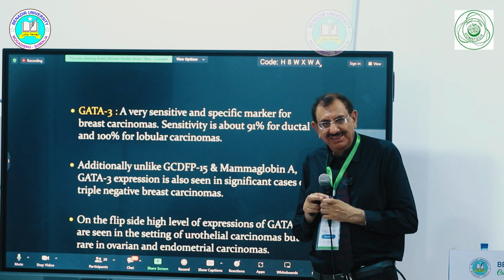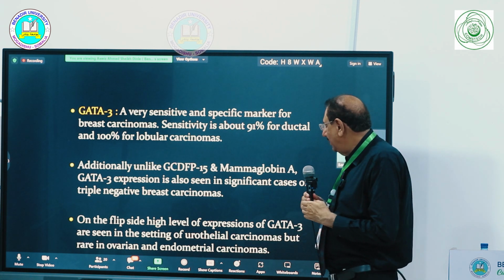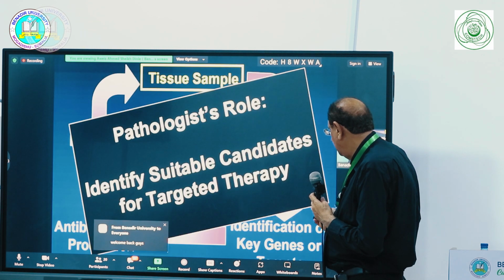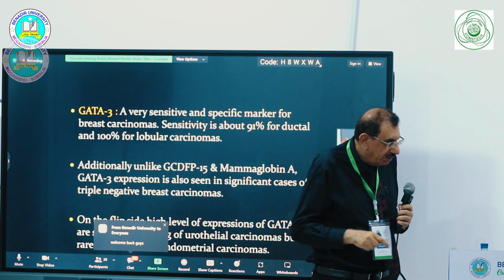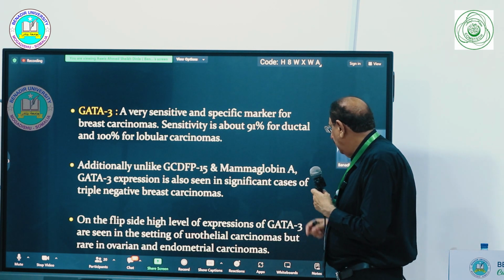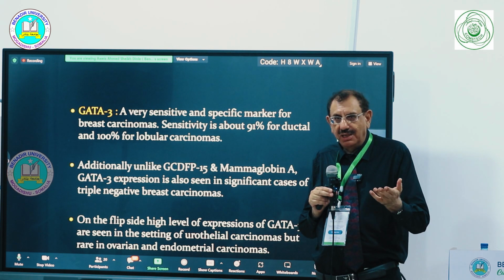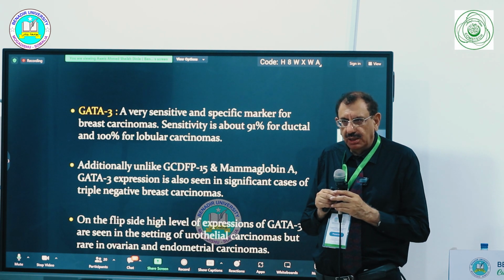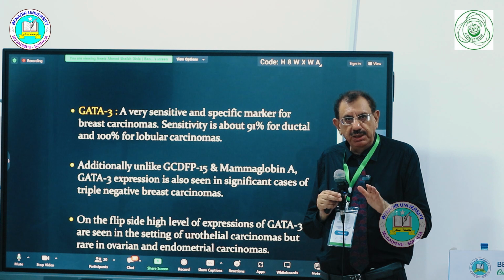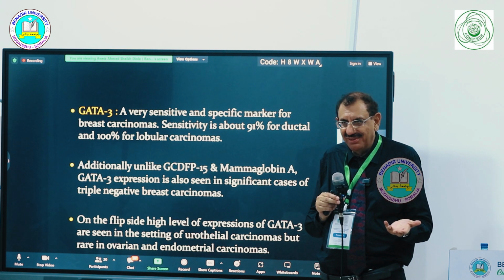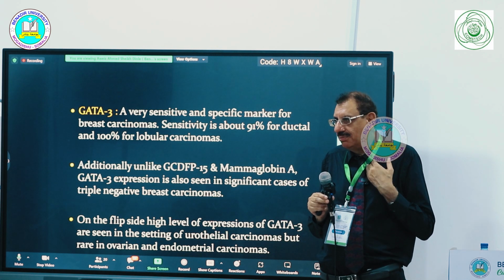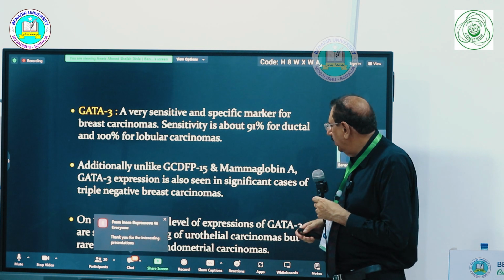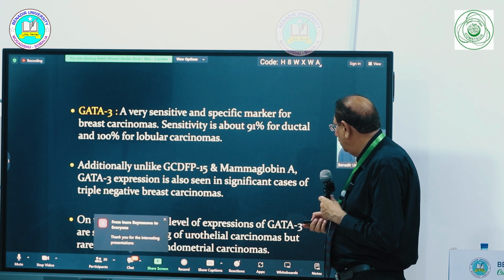The only other tumors, and Dr. Zishan is here, which will stain for GATA3 are the urothelial carcinomas. Urothelial carcinomas of the bladder, ureter, what we previously called transitional cell carcinoma, now it's recommended to call it urothelial carcinoma. They are also GATA3 positive. But the good thing is that they hardly ever come in the differential diagnosis. I mean, the chances of carcinoma breast to metastasize to the urinary bladder must be exceptionally rare, isn't it? So, GATA3 is a good marker.